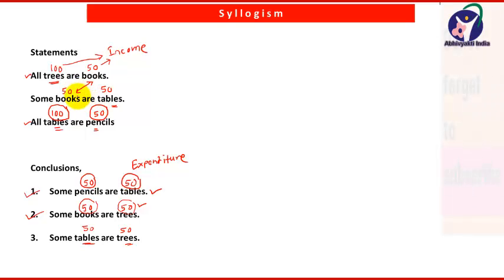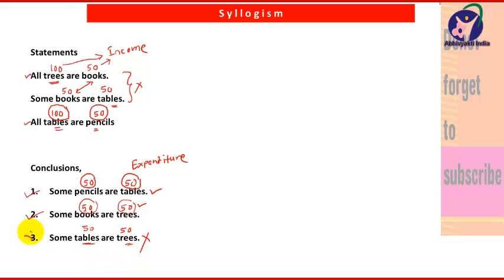So here the second rule is that at least one common word should have 100 as a number, but here no common word has 100 as a number, and therefore we cannot connect these two statements. And since we cannot connect these two statements, this third conclusion is not true. So this third conclusion is not correct. So only first and second conclusion follow, third do not follow.